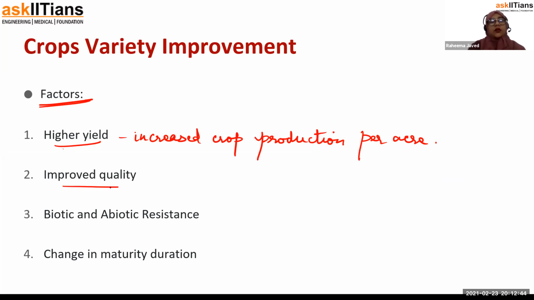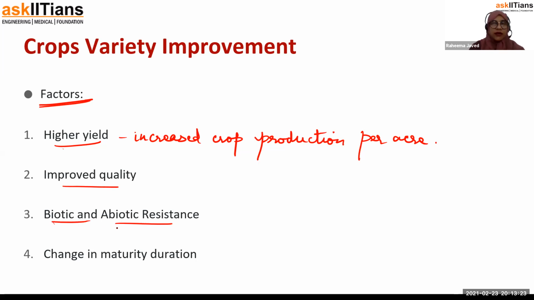Now these quality depends. It varies from crop to crop. For example, baking quality is important for wheat crop. Oil quality is important for oil seeds. Protein quality is important for pulses, and preserving quality is important for vegetables and fruits. So quality depends on the crop.